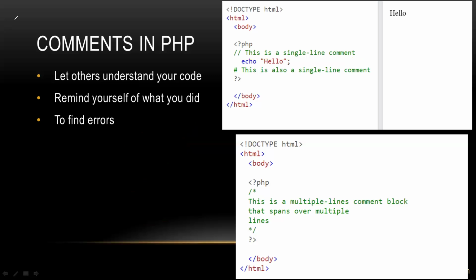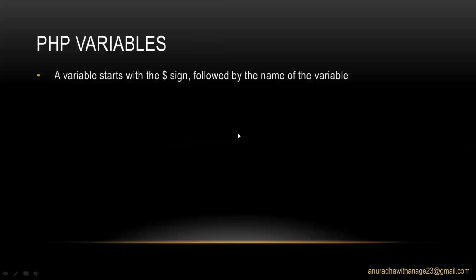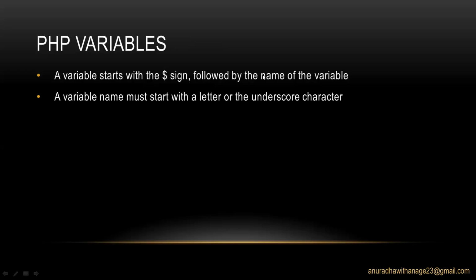Right. So we are using comments for both purposes. Then we come to learn about PHP variables. A variable starts with a dollar sign. We use a dollar sign followed by the name of the variable. You have to write the name. A variable name must start with a letter or the underscore character. Must. Right? You can't use any other combinations in front of that. It means you can't use any other starting character.